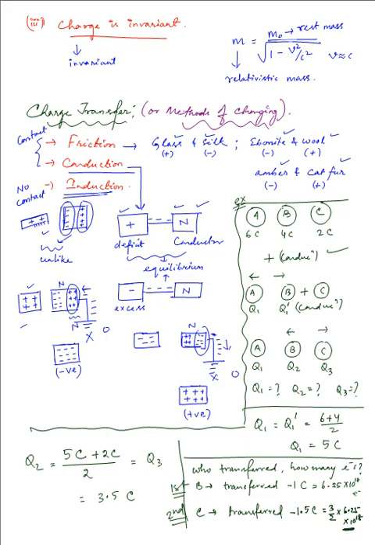So this is how we obtain the case of how many electrons are transferred and what amount of charge is possessed, or how much charge was transferred in the first place as well. So that's all from this video.